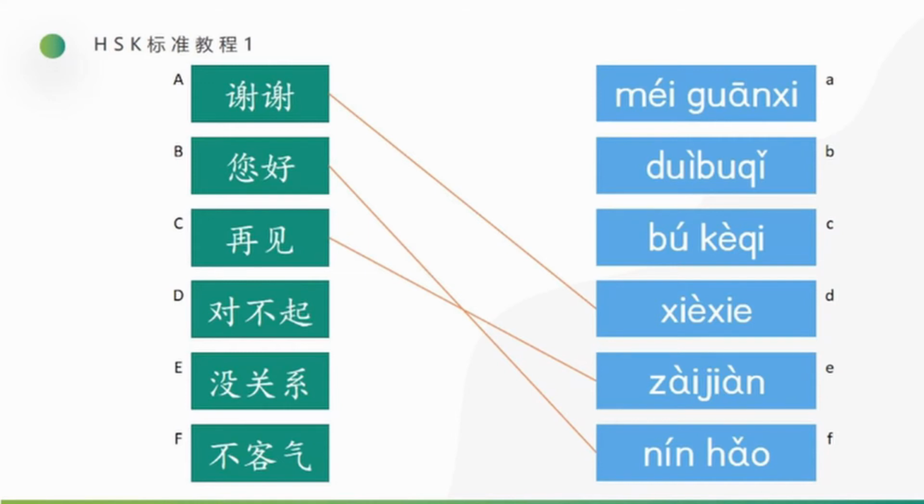很好。B. 对不起，对不起。Okay. E should be which one? Yes. A 没关系，没关系。Okay. Next one. The last one should be yes. 不客气，不客气。Okay. Let's look at this one.